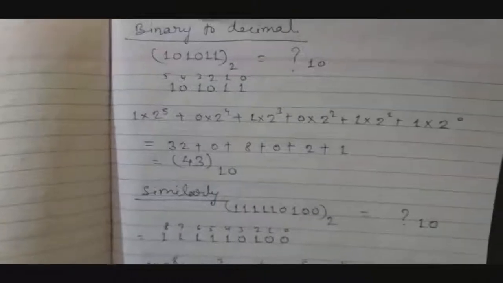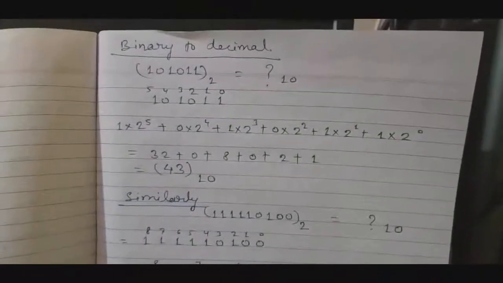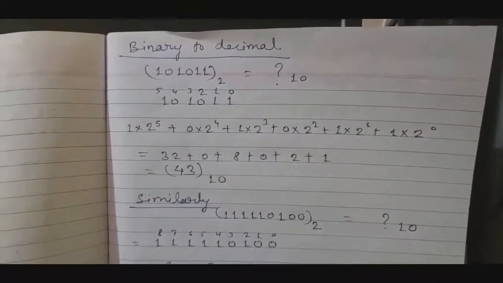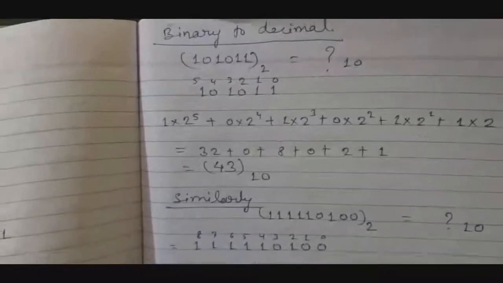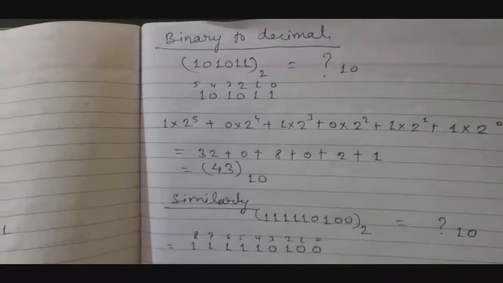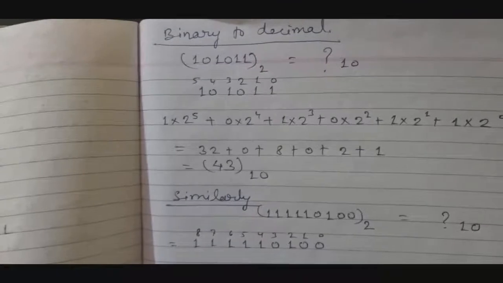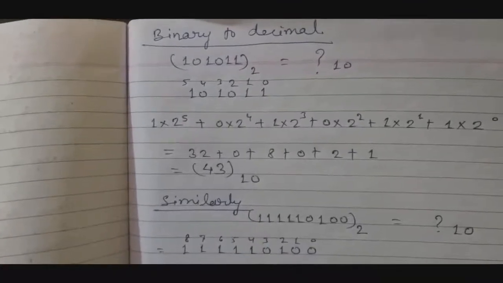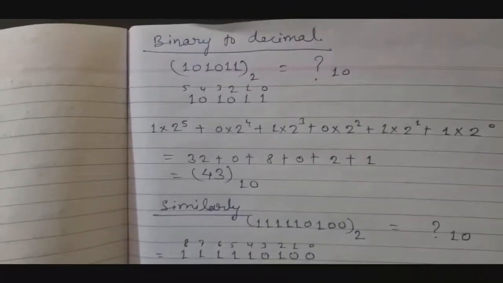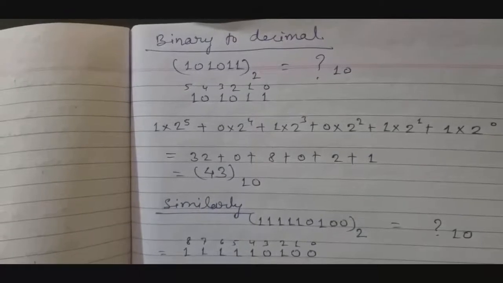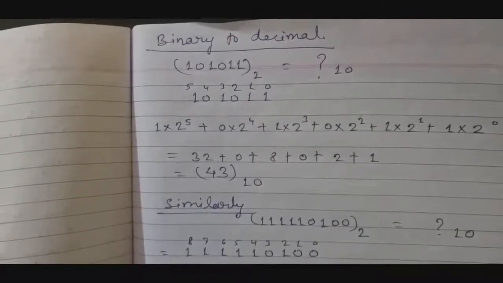Now here we are converting a binary number to a decimal number. In order to convert a binary number to a decimal number system, first of all we have to find the place value of each and every digit of the binary number.